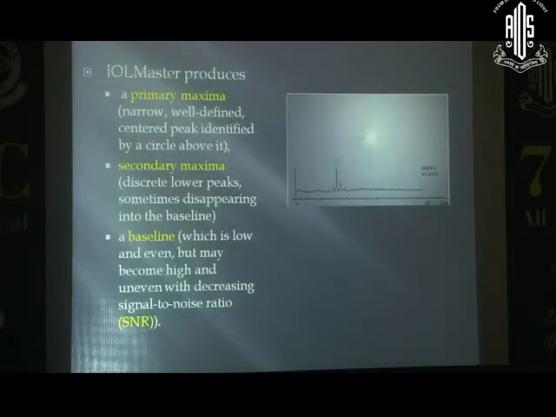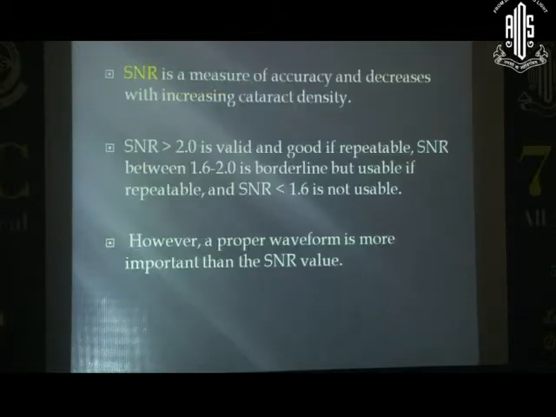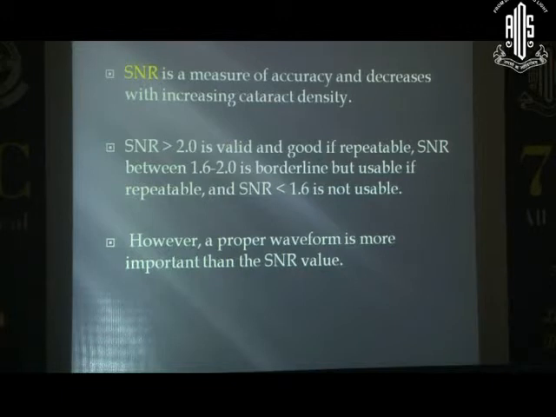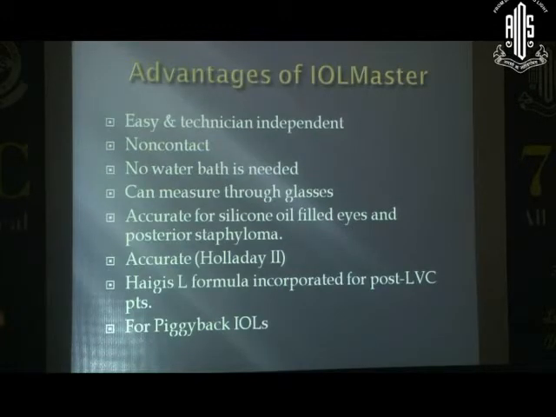A few things you need to understand. There are different maxima in any IOL Master or LenStar readings, and the most important thing is the SNR value, or the signal to noise ratio. It has to be more than 2. If it is slightly lesser, it is borderline. If it is less than 1.6, you don't use that reading. However, the most important thing is the primary waveform and not just the SNR value. You need to examine the waveforms here also.